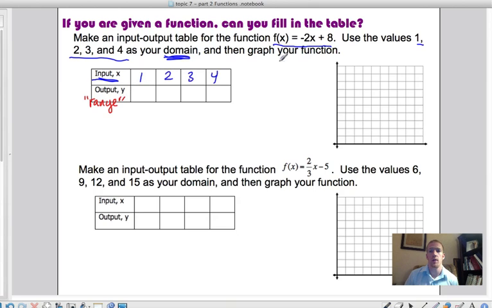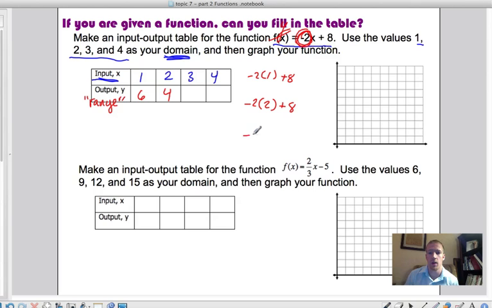So we're plugging these into here. So this is like y equals negative 2x plus 8. So that would be negative 2 times 1 plus 8 is 6. Negative 2 times 2 plus 8 is 4. Also notice that our common difference here is a negative 2. So we're going to go down by 2's each time.